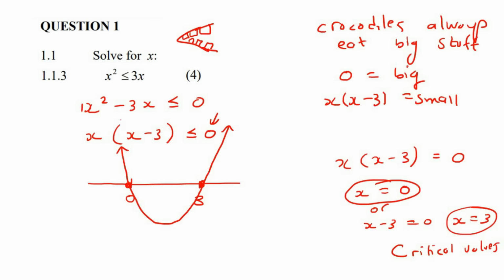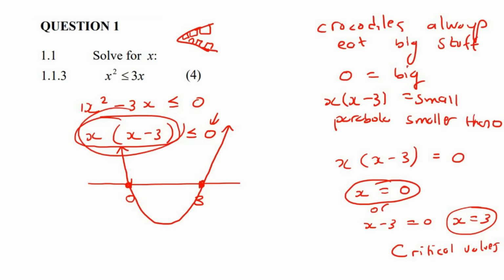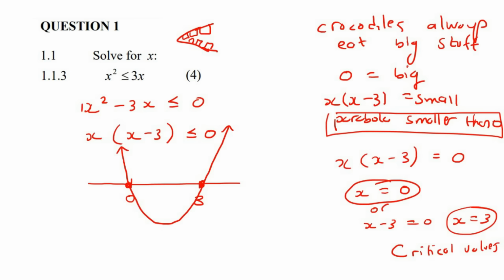So what we can say then is that this part, which is the parabola, is smaller than 0, because the parabola part is smaller than the 0 part, because the 0 part is the big part, because the crocodile's eating that one, okay? So the parabola is smaller than 0.